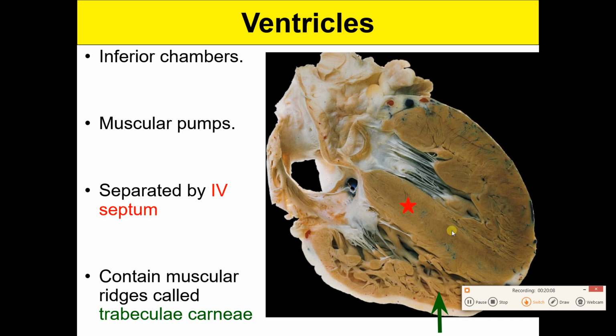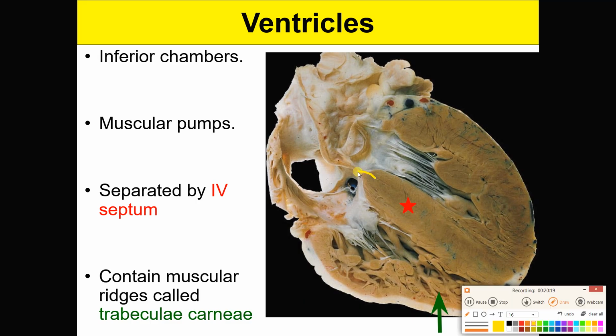But we're done with the atria, for now at least. We're done with the foramen ovale and the fossa ovalis. Let's talk about those ventricles, the inferior chambers. This is a right ventricle right here, and then this over here is the left ventricle. So two ventricles, they are much more muscular because they are the pumps. And my two ventricles are separated by a septum, an interventricular septum, that is the wall between the ventricles.